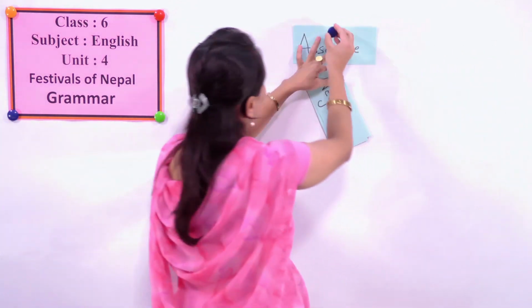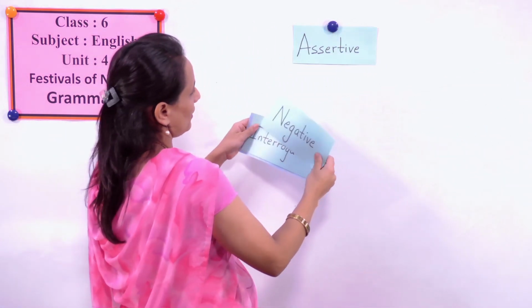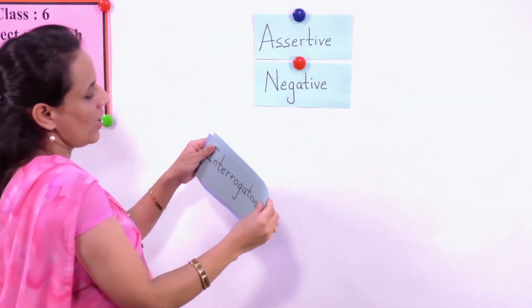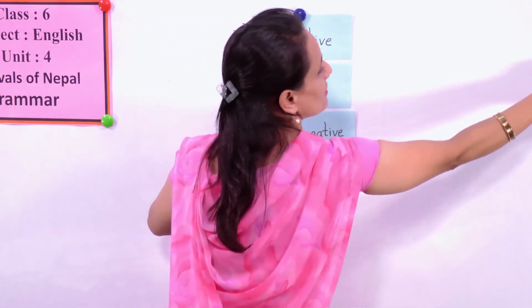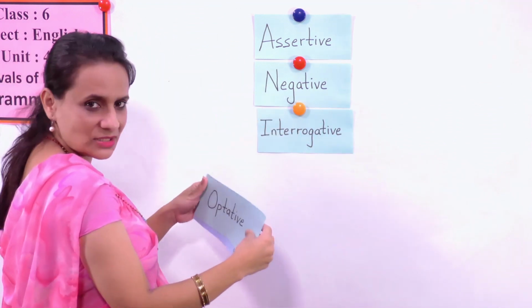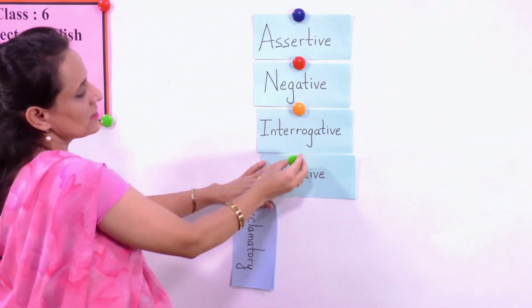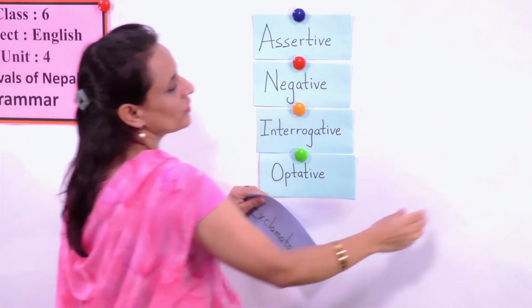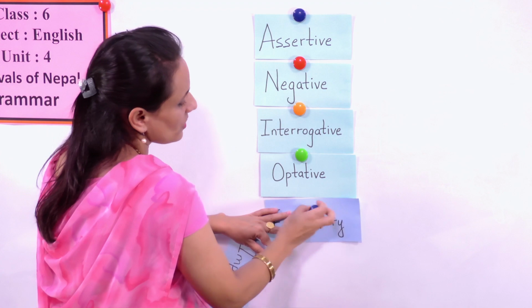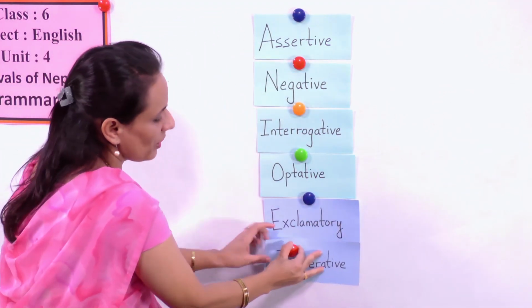The first one is assertive. The second one is negative. And the third one is what? Interrogative. We'll go through this in detail. And the fourth one is optative. And we have another type of sentence, that is exclamatory. And at last we have imperative.